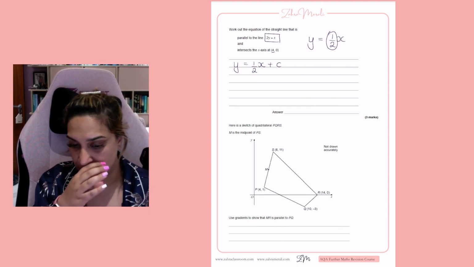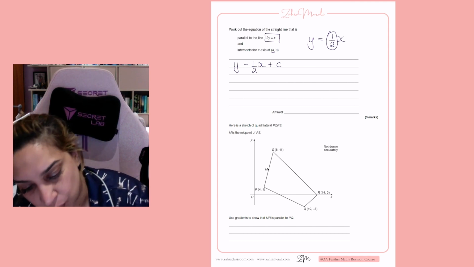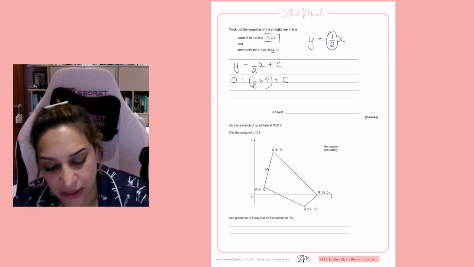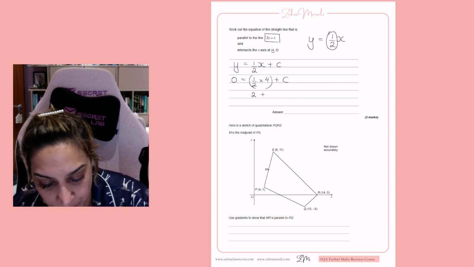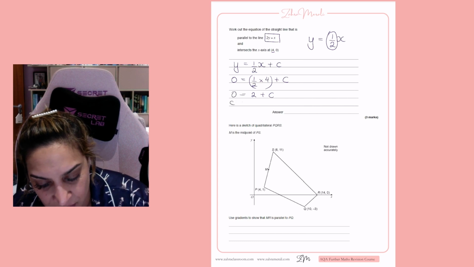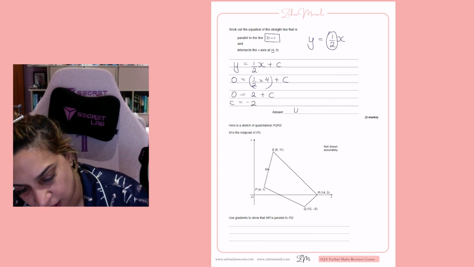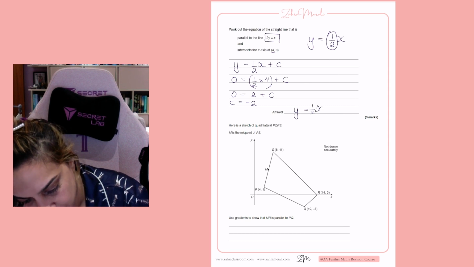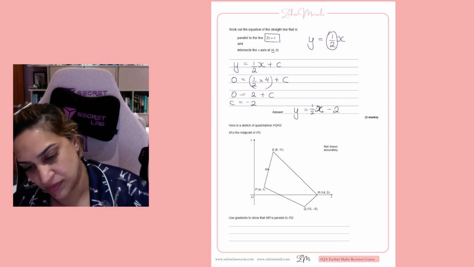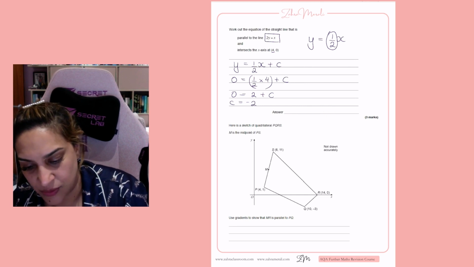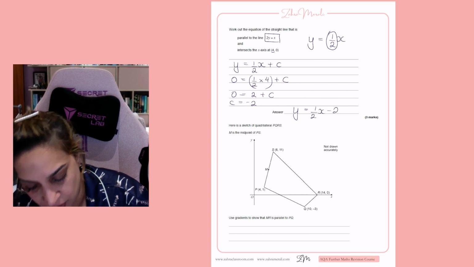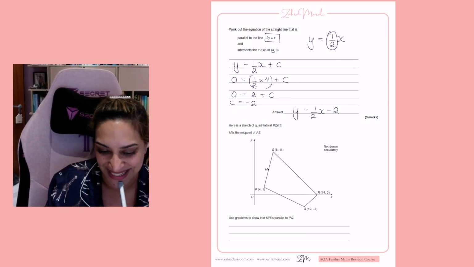So let's substitute it in. When x is 4, y is 0. A half times 4: 4 divided by 2 is 2. So c must be minus 2. So my equation is y equals a half x minus 2. Actually, let's write that a bit neater. So we've got y equals a half x minus 2. Okay, so I hope that makes some sense.